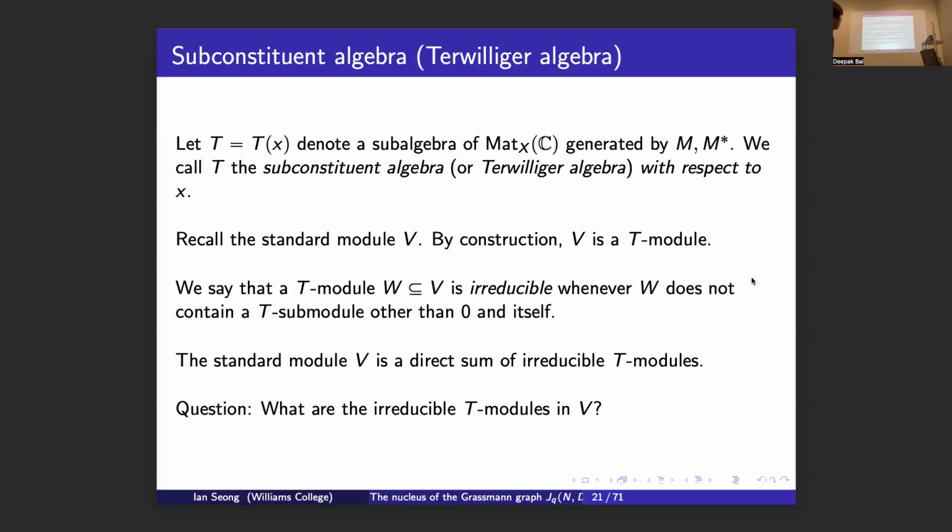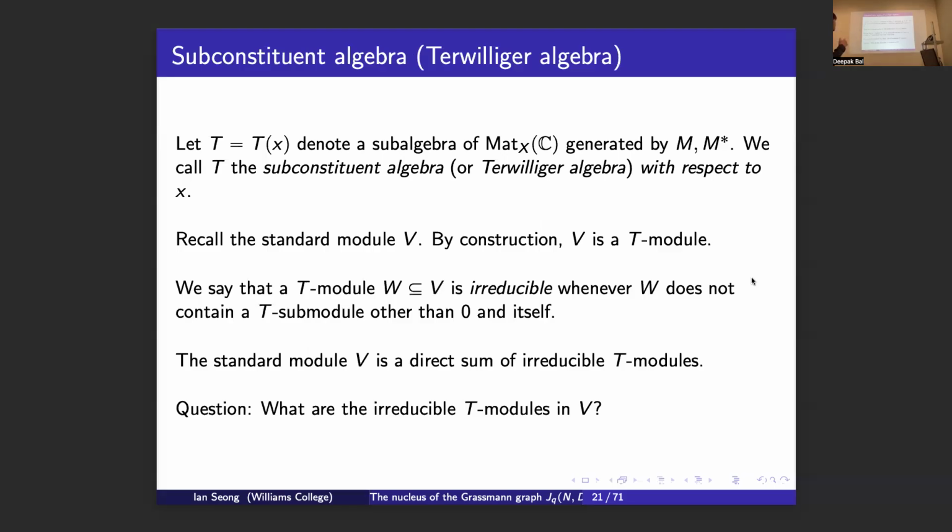Okay, so we talked about the Bose-Mesner algebra and the dual Bose-Mesner algebra with respect to a vertex. Now, you combine them, and then you get the Terwilliger algebra. So let T denote a subalgebra of Mat C that is generated by both M and M star, the Bose-Mesner algebra and the dual Bose-Mesner algebra. We call T the subconstituent algebra, or the Terwilliger algebra with respect to x. It's funny how Terwilliger himself is the only one who's calling it the subconstituent algebra, and all of us call it the Terwilliger algebra. He's just being modest and humble.